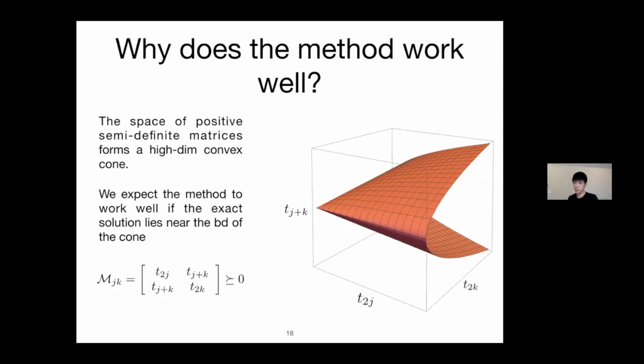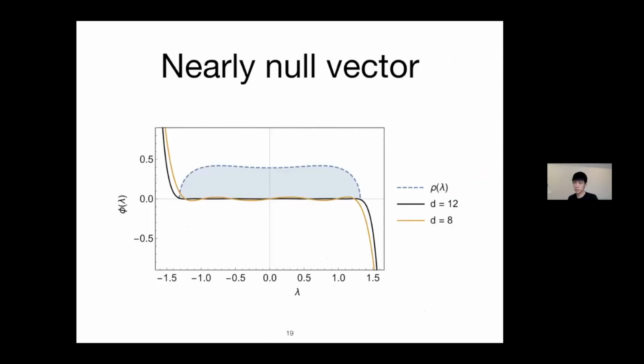Now, this might sound a little funny. Why do you have a nearly null vector in the exact solution? But actually, there's a very simple explanation. If you think about the eigenvalue distribution in the single matrix model, one of the obvious features is that it has compact support.